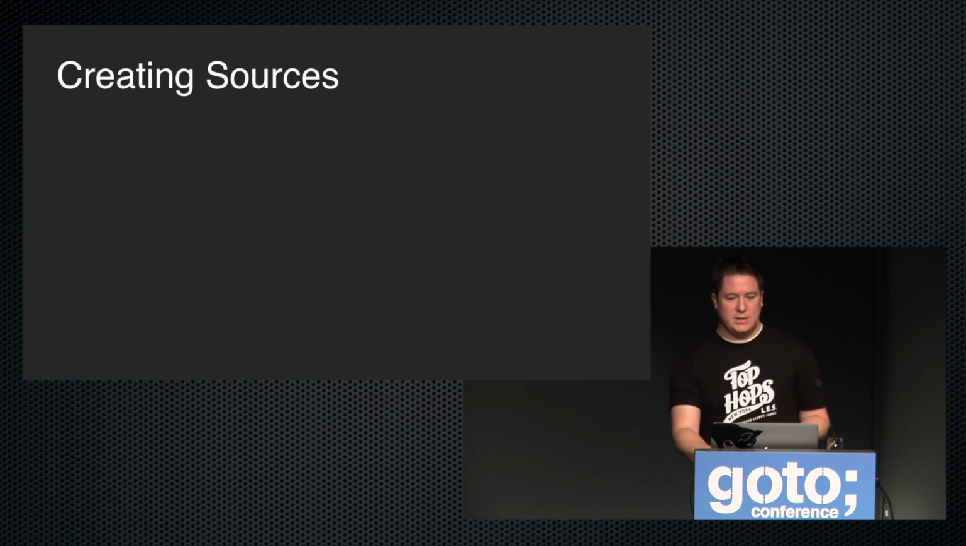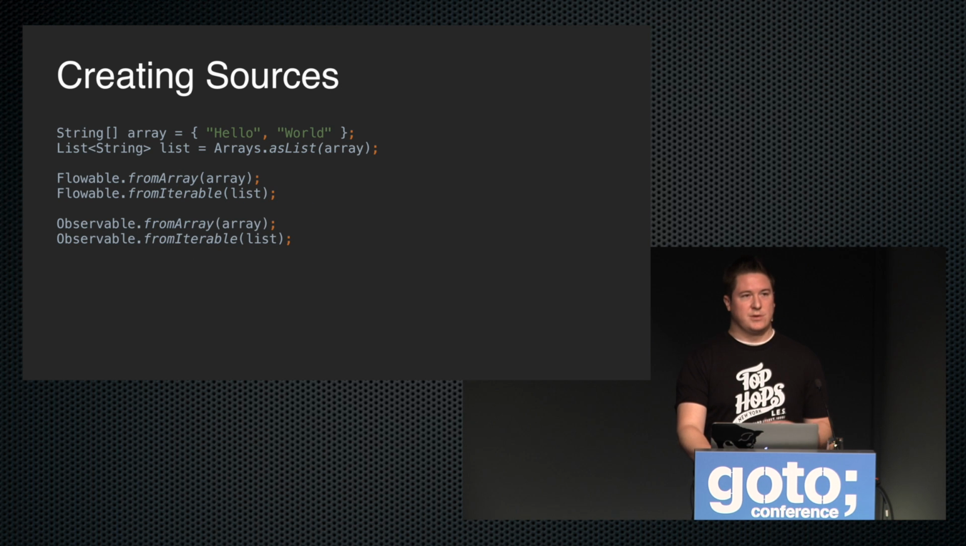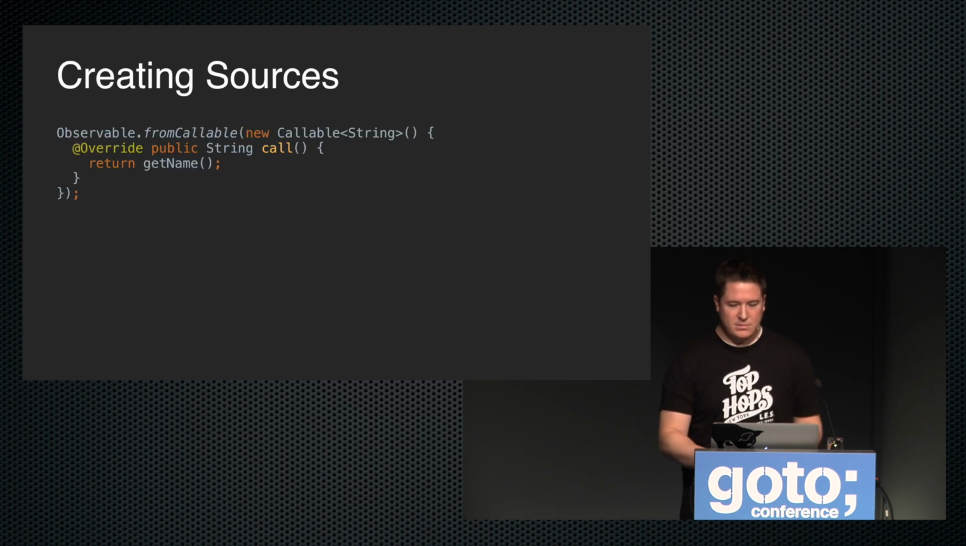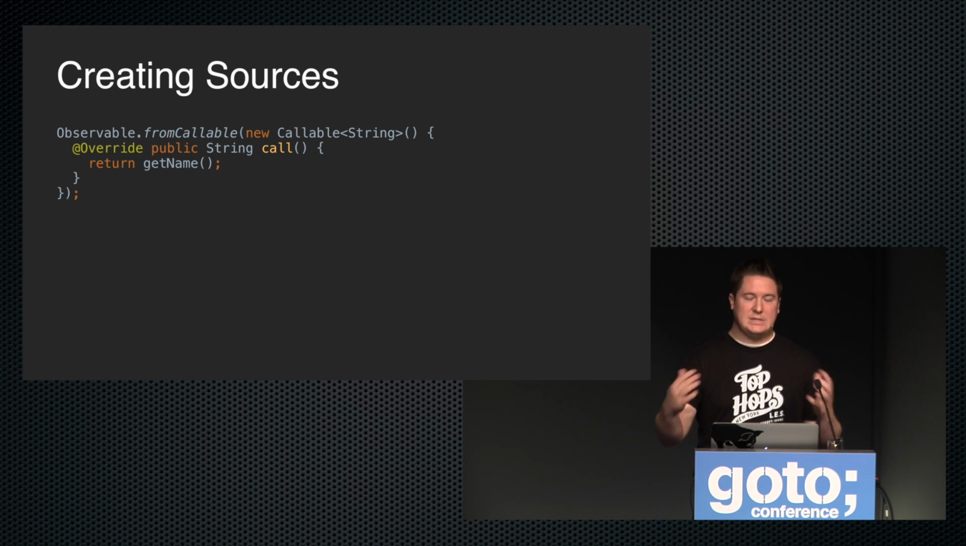I'm going to go through this really quickly just to show how these sources are created and how you can wrap the things that you're already using in reactive sources. All of the types have static methods that allow you to create them with like scalar values. You can also create them from things like arrays or anything that's iterable. But there's two that are really useful that I think are going to be the most used for adapting the methods and the actions that you're already doing in either synchronous or asynchronous way.